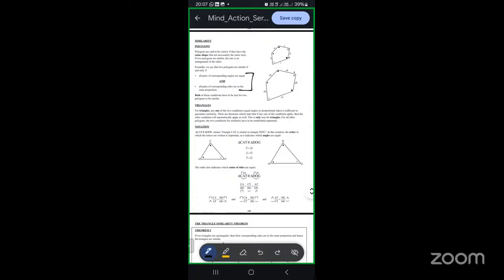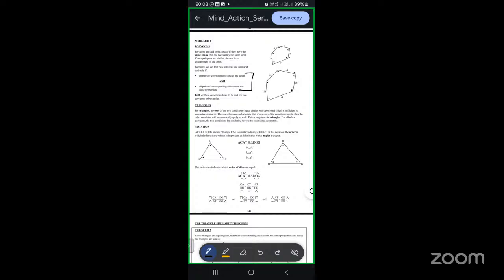Yes, sir. Okay, then let's continue with that paragraph. There are theorems which state that if any one of the conditions applies, then the other conditions automatically apply as well. This is only true for triangles. For all other polygons outside of triangles, because for the triangle, if one holds, the other automatically holds. But for other polygons, two of them need to hold for similarity.